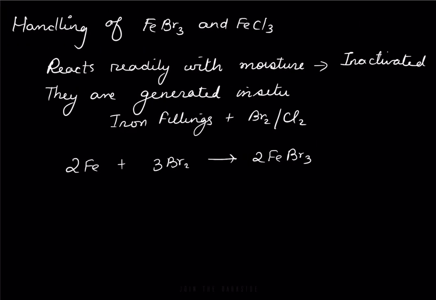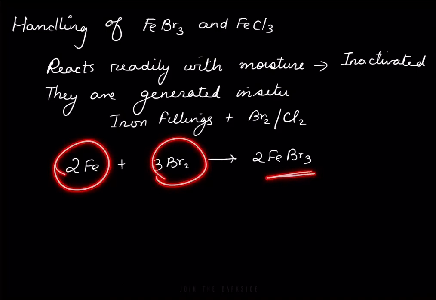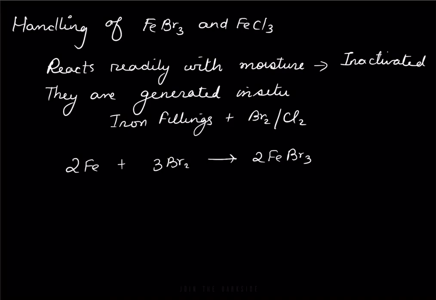Okay, handling of FeBr3 and FeCl3. FeBr3 and FeCl3 react readily with moisture, and therefore they get inactivated. And that's the reason you always need to synthesize FeBr3 and FeCl3 in situ, which means in the reaction. For that, you take iron filings with bromine or chlorine, depending upon what type of halogenation you want to perform. So iron, when reacted with bromine, is going to give FeBr3.